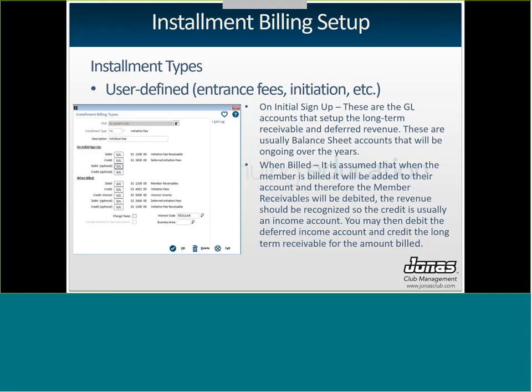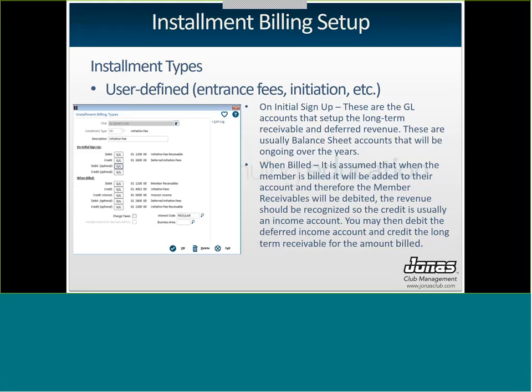So in this example, we've set up a member to be billed, say, $100,000 over 25 years. When we sign them up, that makes the debit to initiation fee receivable and the credit to deferred initiation fees. When I bill them, maybe I'm billing them monthly, when I do their first month of billing, a debit entry will be made to my accounts receivable because it's billing them, it's on the account. A credit will be made to both my interest income and my initiation fee income account.